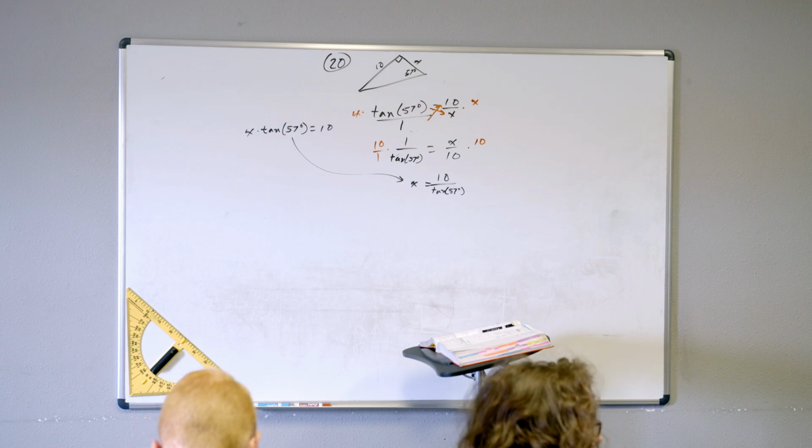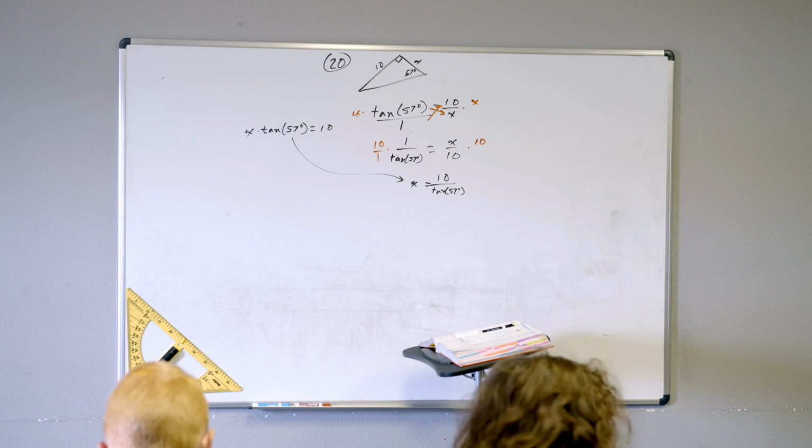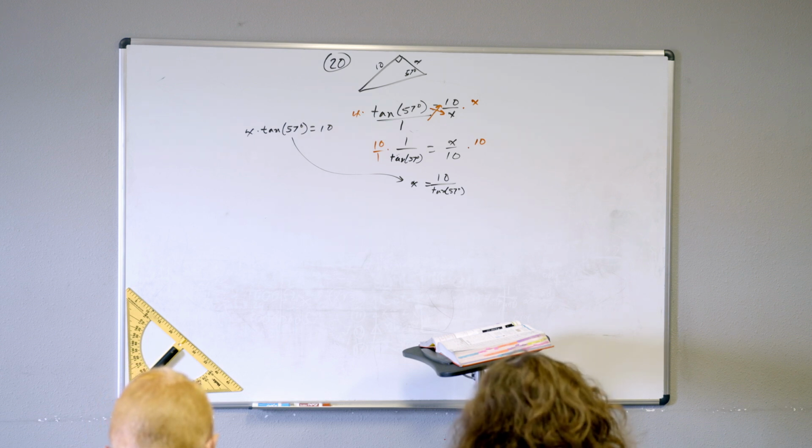Where's the sine? Right there. Sine of 30, it should give us a half. Beautiful.